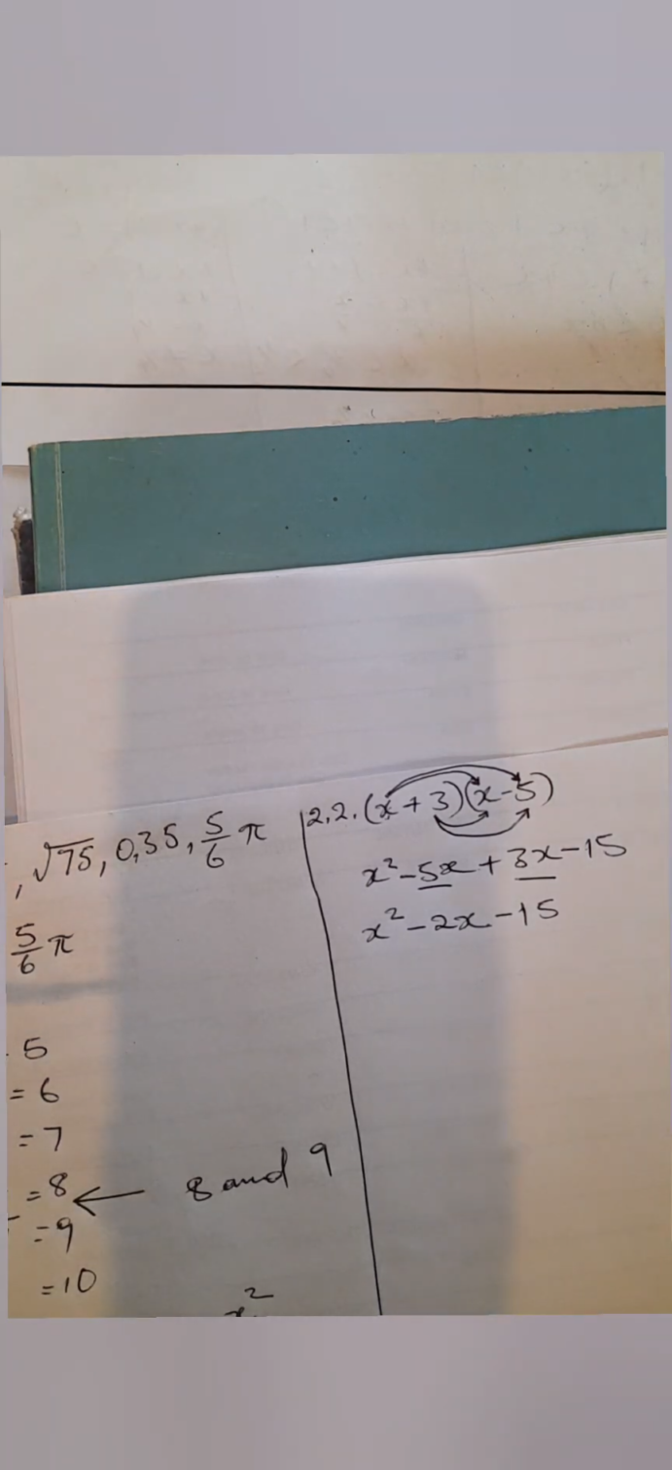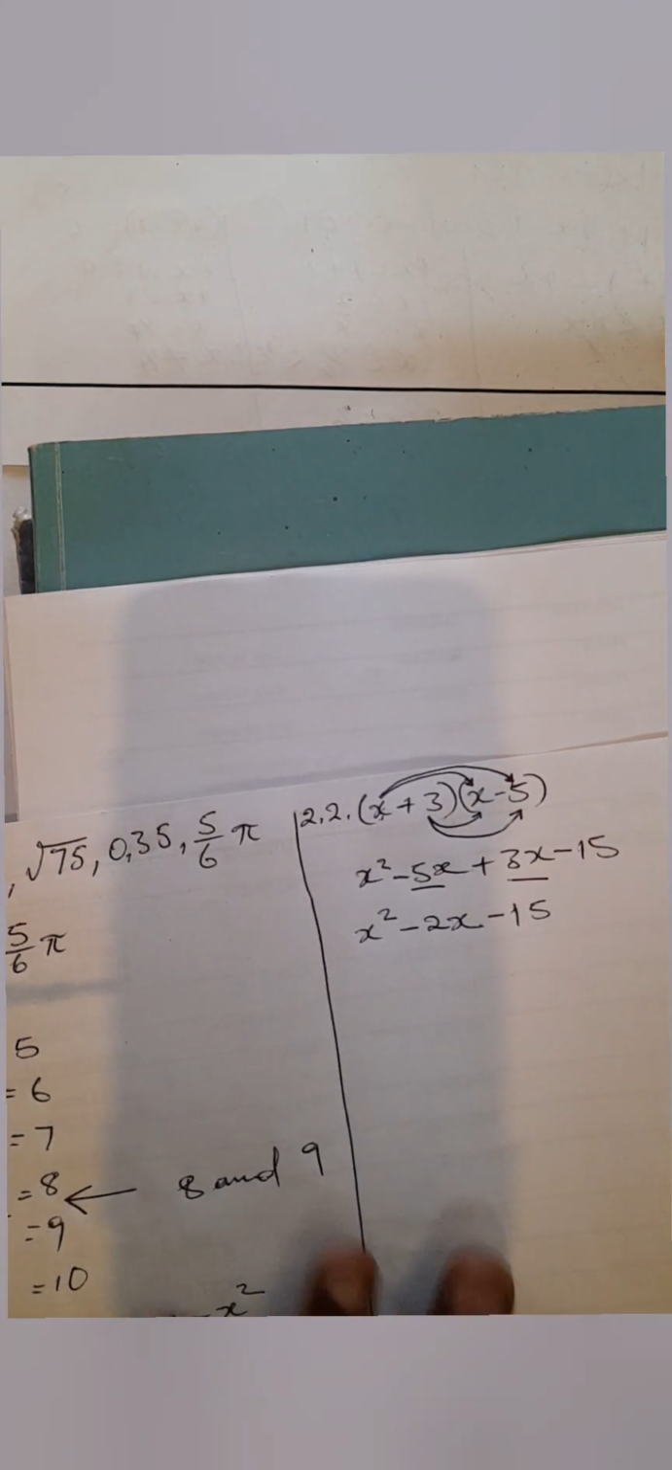Moving on. We are going to question 3. Question 3 says factorize the following expressions fully. 3.1, 8px minus 12p squared x. Factorize fully.